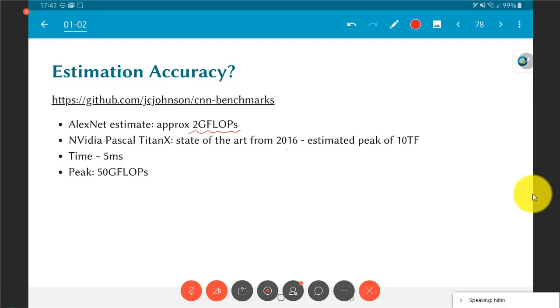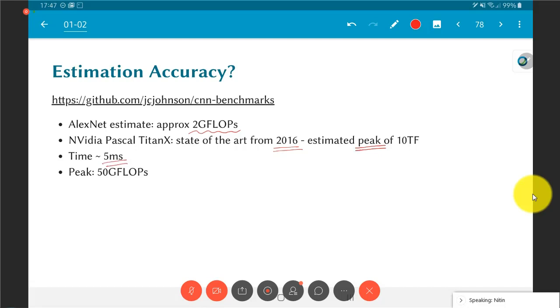The numbers on this website are from around 2016, when the best known computing power in one card, so to say, was the NVIDIA Pascal Titan X. Okay, and it had an estimated peak throughput. Remember, this is peak, right, of 10 teraflops. This is per second, right? 10 into 10 power 12 floating point operations per second. And it turns out that on this particular piece of hardware, one AlexNet inference, that is this recognition of one image, all the computation that I showed you earlier, could get done within 5 milliseconds.